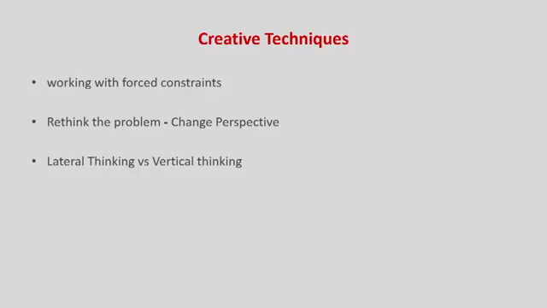So, let us start discussing a few general techniques about creativity. The first one is working with forced constraints. Friends, this is a very unique approach to coming up with interesting ideas. Working with forced constraints means that constraints are enshrined in your mind, so that you cannot think of anything else beyond what is being mentioned to you. That is the first technique through which you can come up with creative ideas.